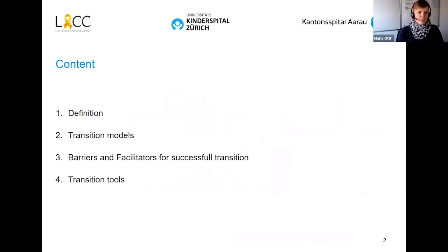So I will first give a definition, then some transition models, which has also already been touched on a little bit by Gisela. Then I will share some barriers and facilitators to a successful transition mentioned by survivors, but also by healthcare physicians. And then I will share some transition tools, which I personally think are really helpful to use in clinical practice and daily use.